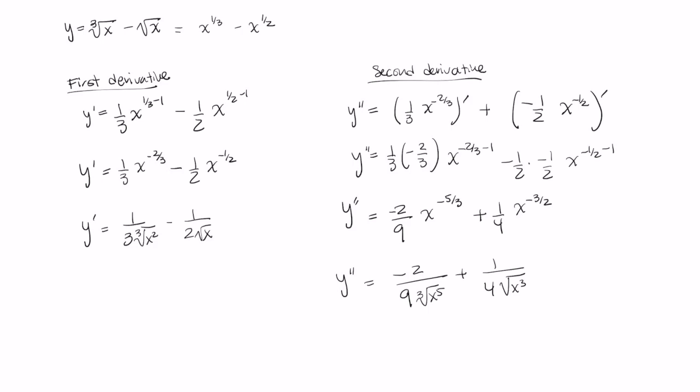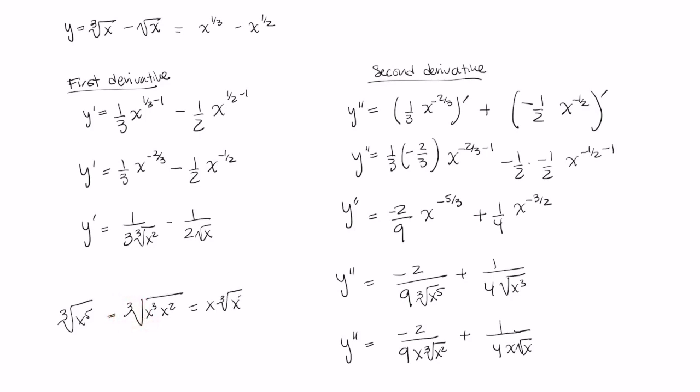We can rewrite this further still as y double prime is equal to negative 2/9 x cube root of x squared plus 1/4 times x and the square root of x. Now if you're wondering what happened from this step to this step, notice that the cube root of x to the 5th is equal to the cube root of x cubed times x squared. Seeing as we have an x cubed inside of a cube root, I can write this as x times the cube root of x squared. Similarly, the square root of x cubed is the same thing as the square root of x squared times x, which is just x root x, since I have this x squared that can be moved out to the front.